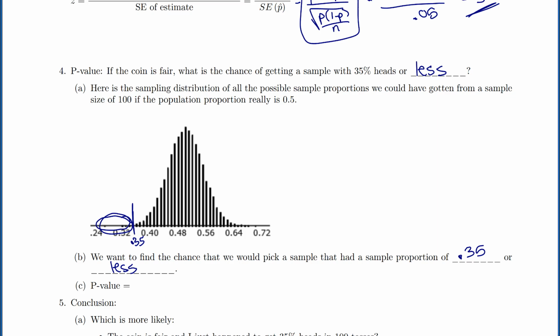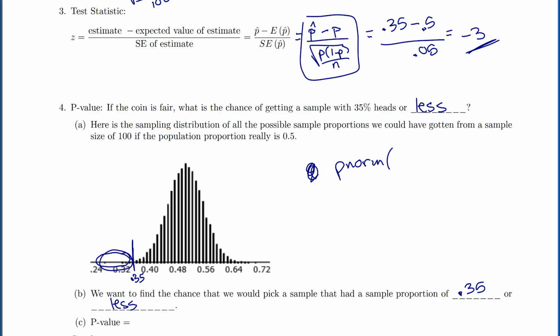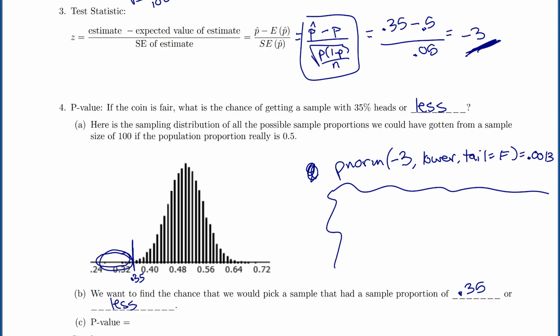So we want to find the chance that we could pick a sample that has a sample proportion of 0.35 or less. So we're going to go to R and we're going to do pnorm of, not 0.35, because we've already standardized it, we're going to use our Z value. So we'll do the -3. And then we're going to say our lower.tail equals FALSE. And this should give me 0.0013.